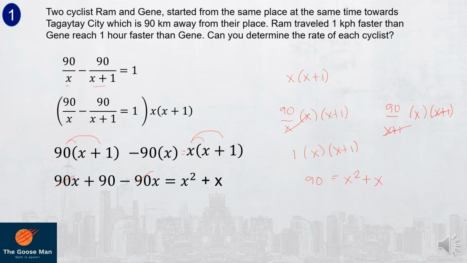But take note, if I remove 90 here, this is now equal to 0. So I have here x squared plus x minus 90. So I have now this equation: x squared plus x minus 90 is equal to 0.